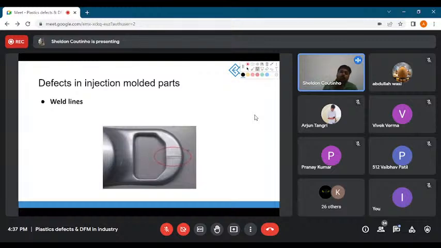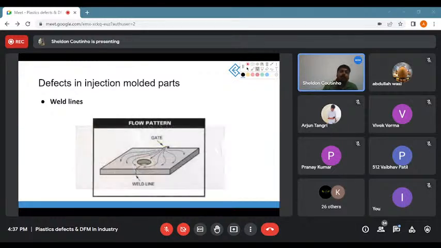Parting line, no. Soumya, parting line is not a defect. Parting line is necessary, and whatever you do, you cannot remove the parting line. It has to be there in the component. Okay. Weld line is formed due to this. So as above, it has nothing to do with the parting line. As you see, the gate is over here, right? So the plastic is going to flow easily around.